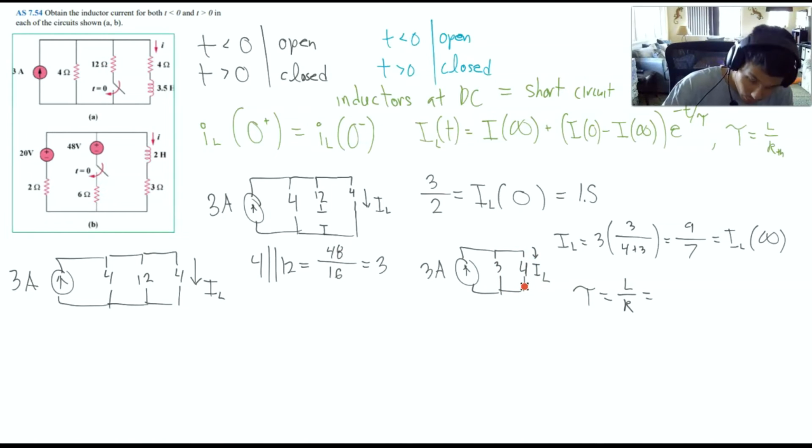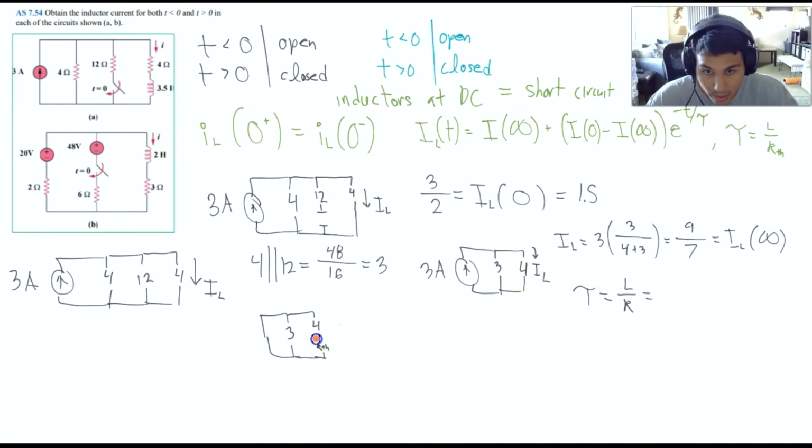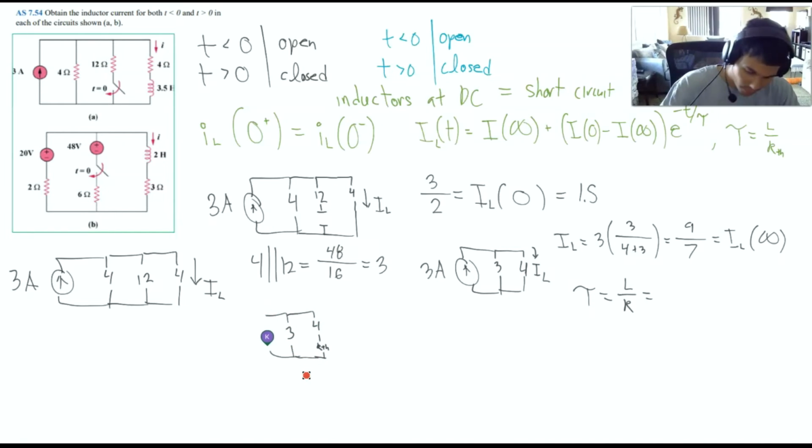Let me draw just another circuit. So we're only concerned about the resistance that the inductor sees. And remember, the inductor was right after, so right here. What does it see? Okay, so it sees that there's a 3 ohm, and we could erase this. Well, we could see that R Thevenin is simply just equal to 7. Okay, so then what would tau be?